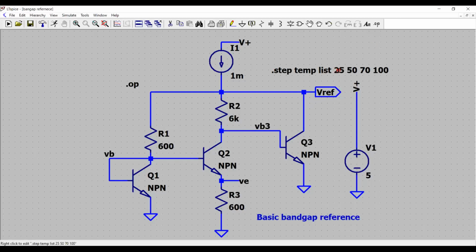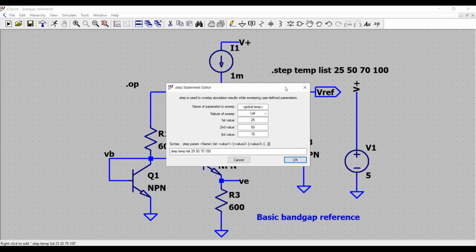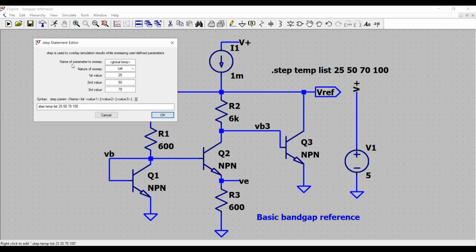If I right click here, it gives me this step parameter statement editor, where the name of the parameter to sweep is global temperature. I'm using the step command to overlay simulation results while sweeping a user defined parameter. Nature of the sweep.